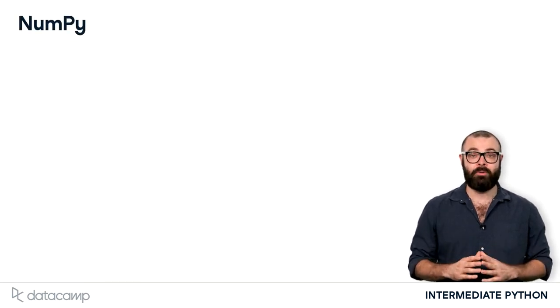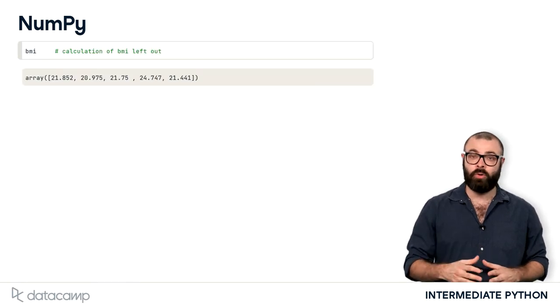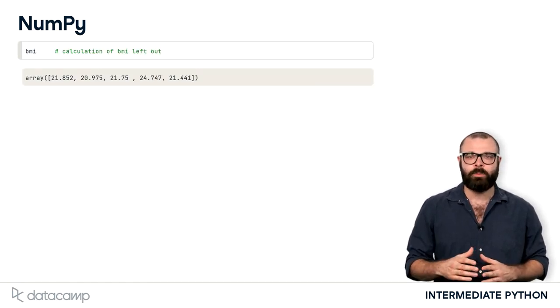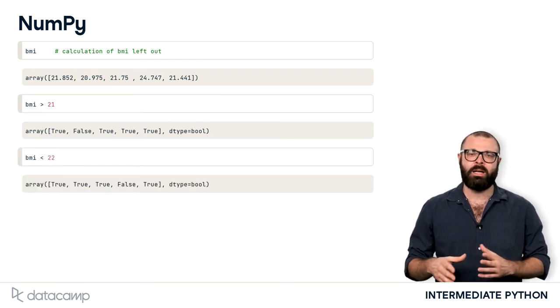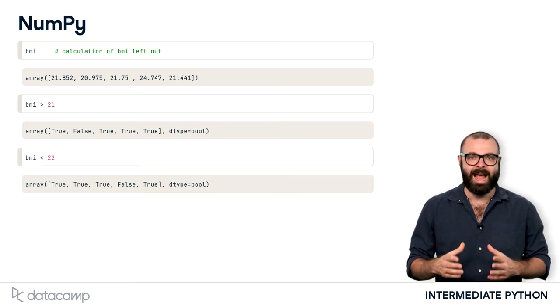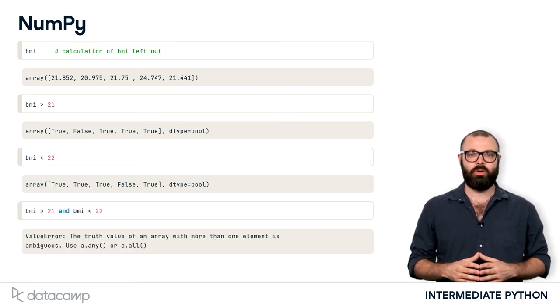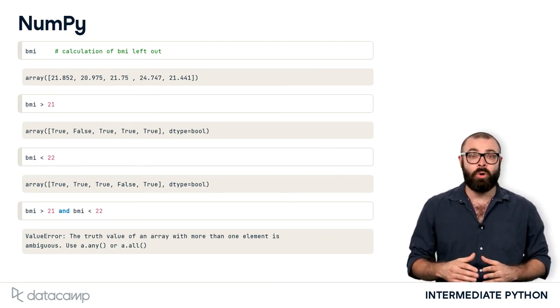Now, for NumPy arrays, things are different. Retaking the BMI example from the intro course, we can try to find out which BMIs are higher than 21, but lower than 22. The output of BMI greater than 21 is easily found. So is the one for the BMI lower than 22. Let's now try to combine those with the AND operator I just introduced. Oops, an error. The truth value of an array with more than one element is ambiguous; Python clearly doesn't like an array of Booleans to work on.